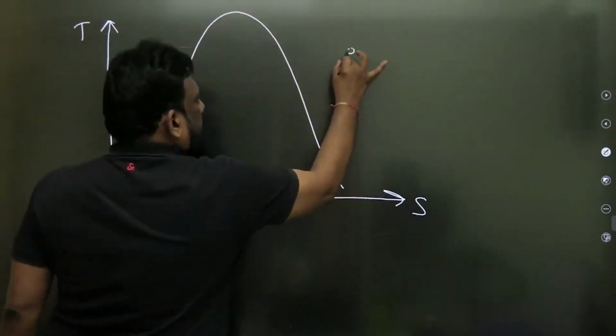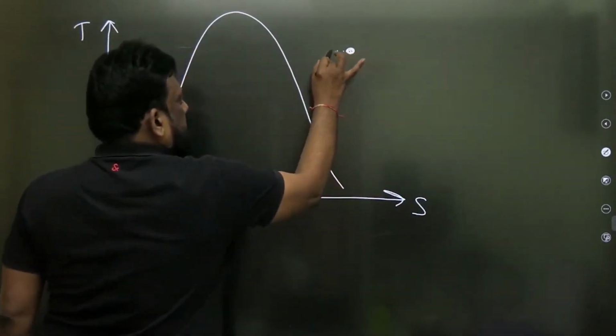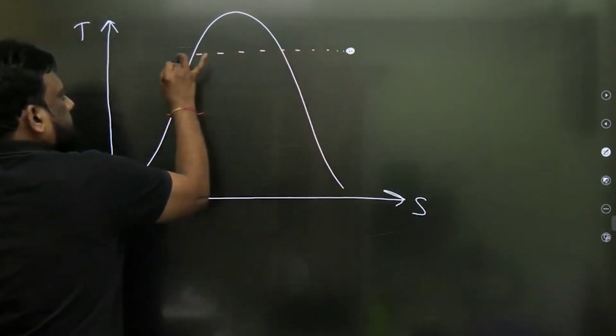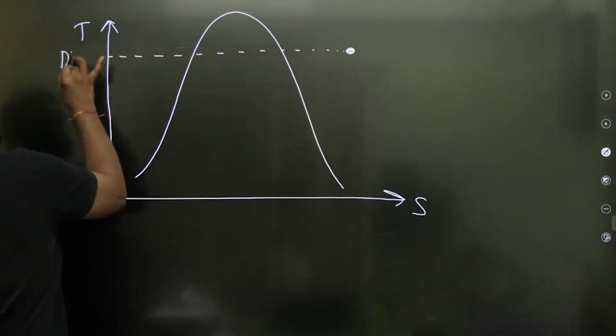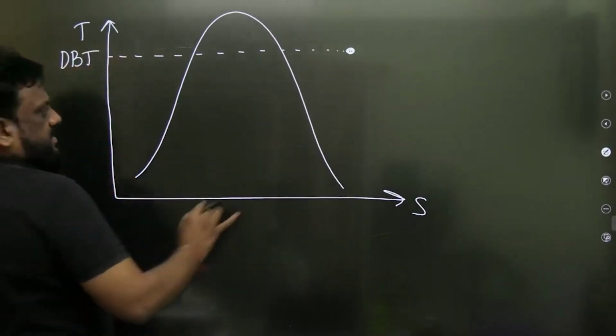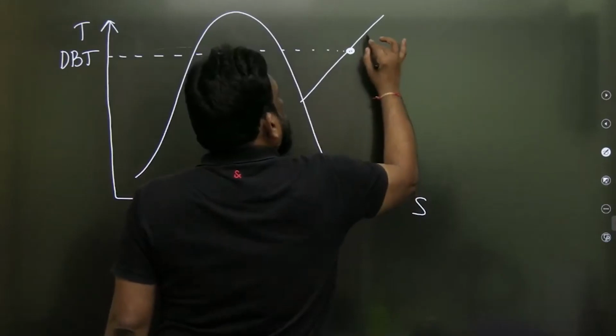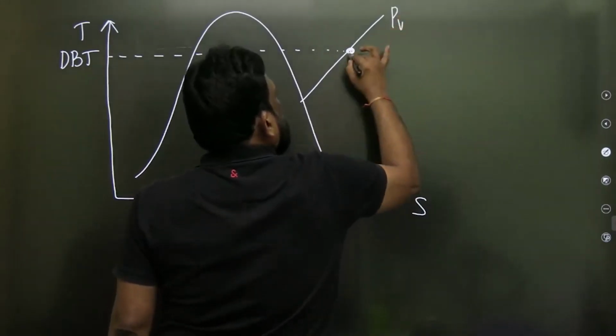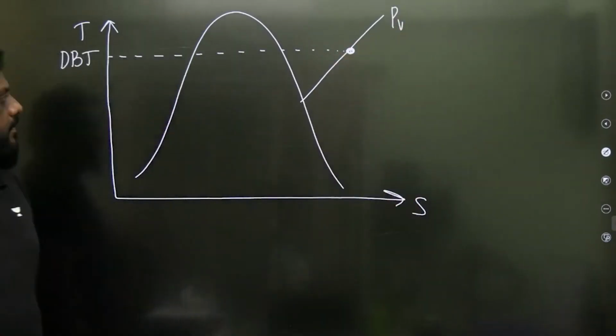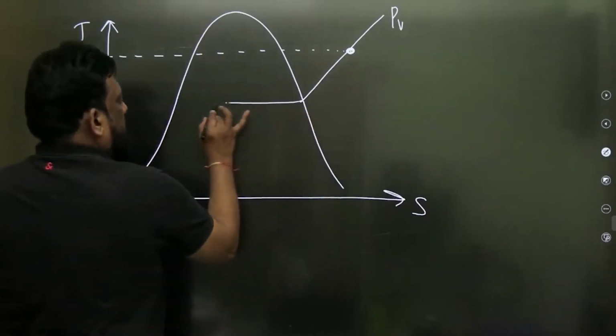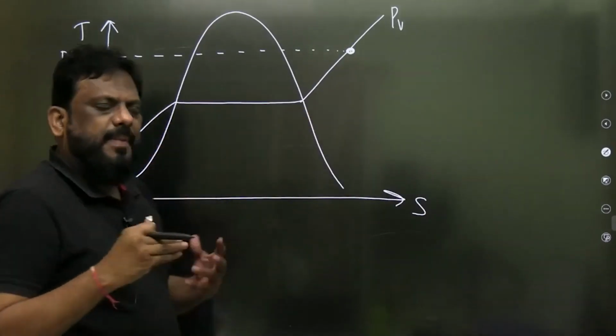Now, what is this temperature, sirs? Obviously, this is dry bulb temperature. Correct. This is partial pressure of vapor. So, what do you mean by partial pressure of vapor?